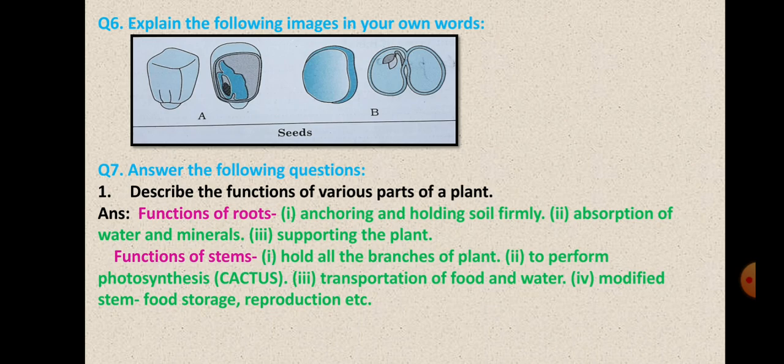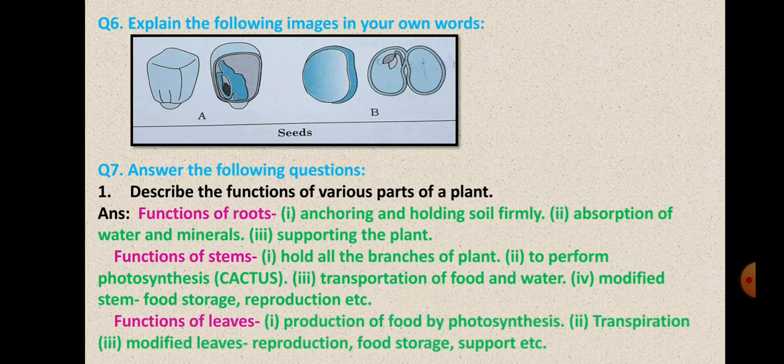Second one is functions of stems, that is not given directly. So you write down from the slide. First one is to hold all the branches of the plant. Second, to perform photosynthesis in cactus or wherever the stem is green. Third is transportation of food and water. And fourth one is modified stem, where the food is stored and it also takes part in reproduction. Okay, like in potato and sugarcane. Okay, so this also you can pause and you can write afterwards.